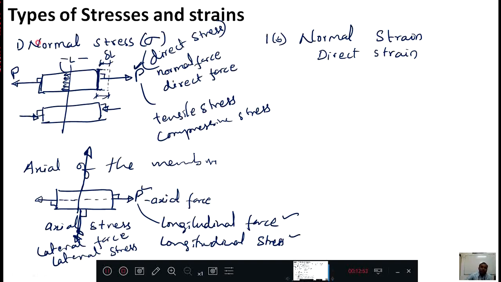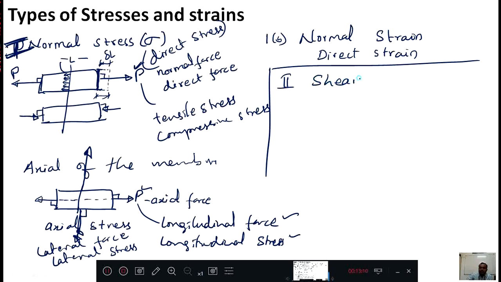Apart from this, whatever stress I explained here is just one type. Don't think that we have many types and got them all here. No, this is just one type of stress. And the second very important type of stress is shear stress. This is also called tangential stress, denoted by the letter tau. Tau is written like this. This is a tau.